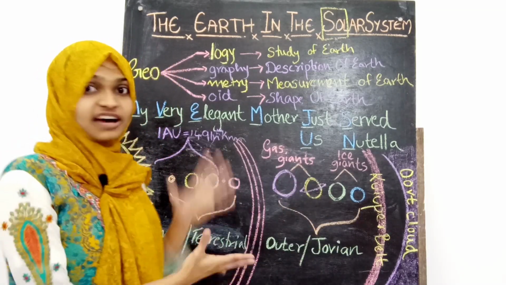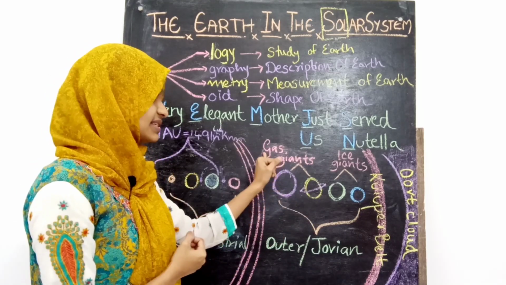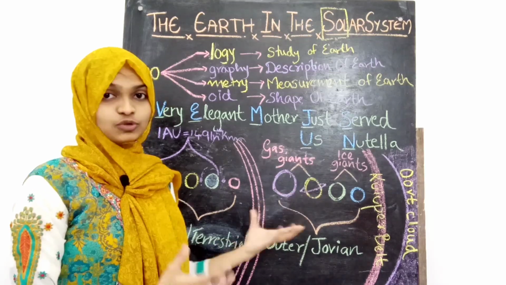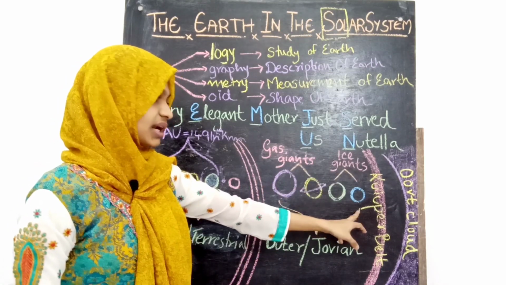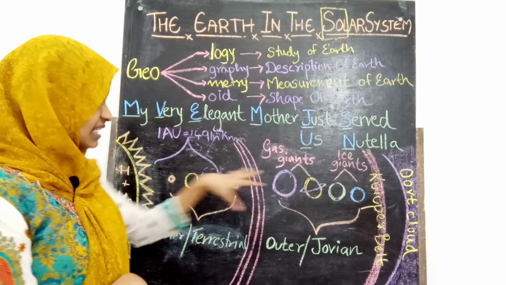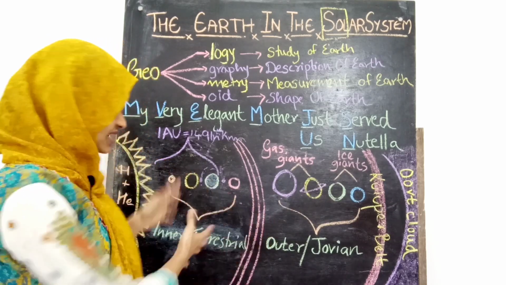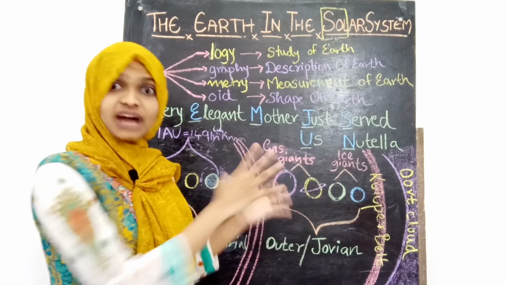Now, outer planets are very large and they are also divided into 2, that is gas giants and ice giants, because Jupiter and Saturn are mostly made up of gas and Neptune and Uranus are made up of ice. Now, another thing to be noted is that these outer planets have large numbers of moons. The terrestrial or inner planets have fewer moons. The outer planets have many moons.